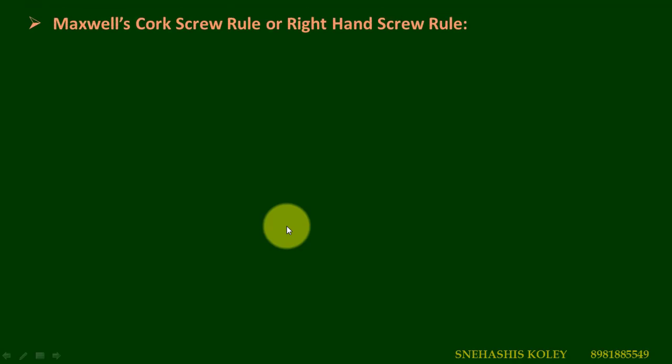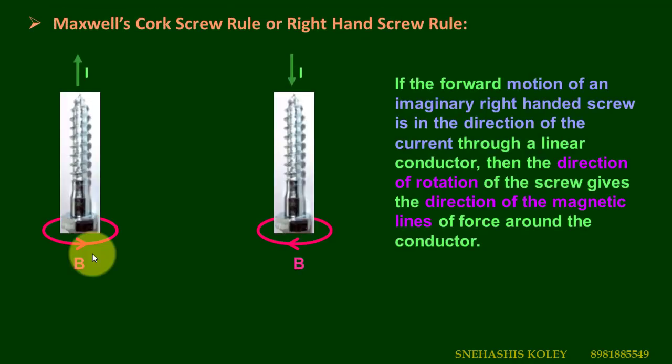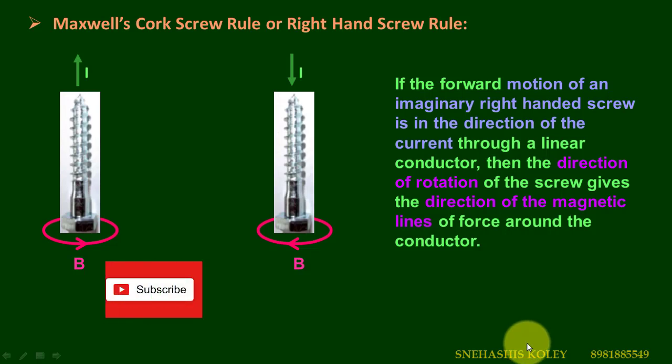Here is Maxwell's cork screw rule, or right-handed screw rule. If we see from the top, and we rotate the screw in the anti-clockwise direction, then the screw will move in the upward direction, and if we rotate the screw in the clockwise direction, then the screw will move in the downward direction.